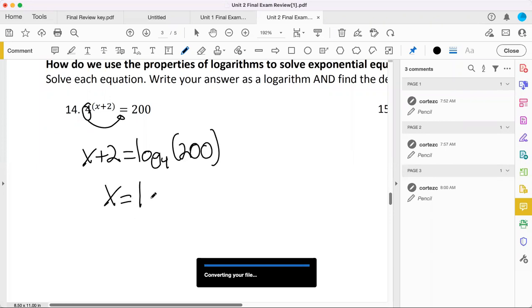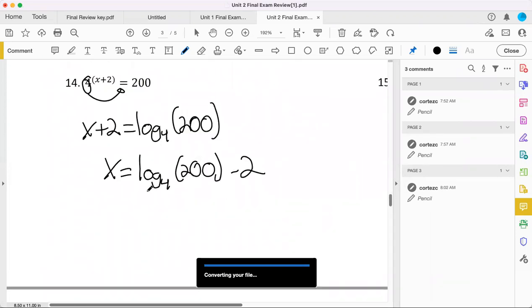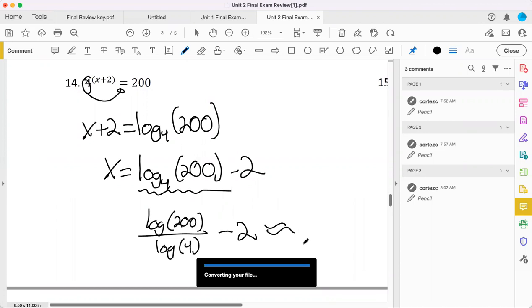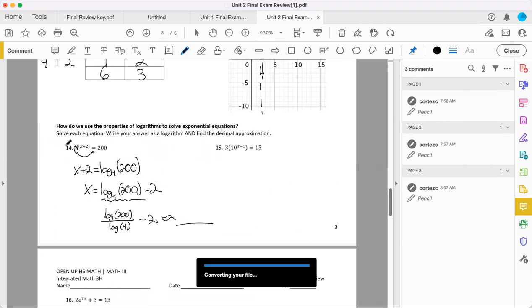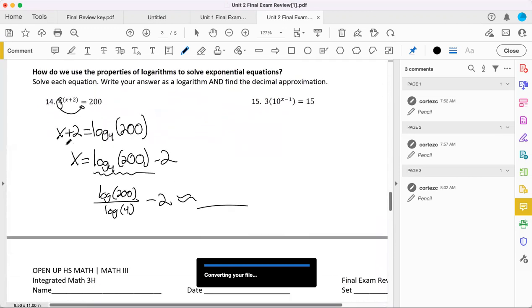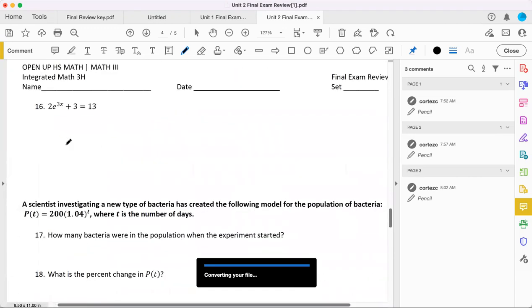So then x equals log 4 of 200 minus 2. I posted a video a bit ago on how to evaluate this with any old calculator. Quick summary of that video is that you can do log 200 over log 4, then just deduct 2, and that'll give you some approximation. I hope you go do that, since this asks for the decimal approximation. I'll leave that to you.